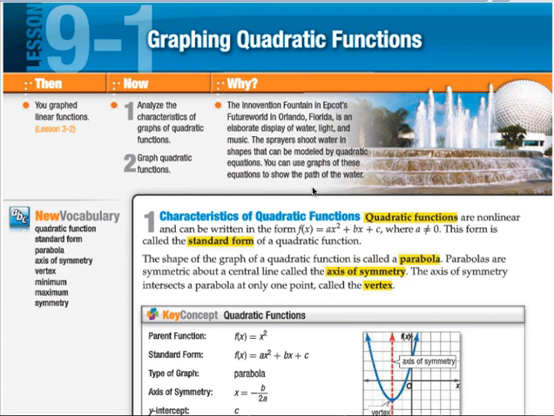All right, guys, welcome to the notes on 9-1. We're going to look at graphing quadratic functions. All right, so lots of vocab here to make sure we're straight on how to do this.